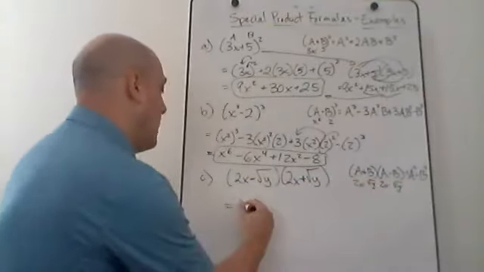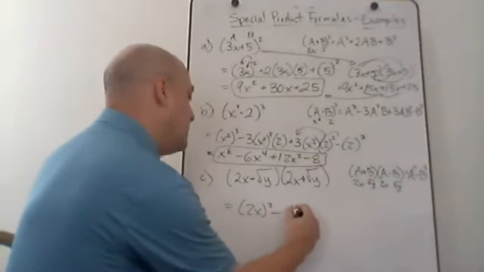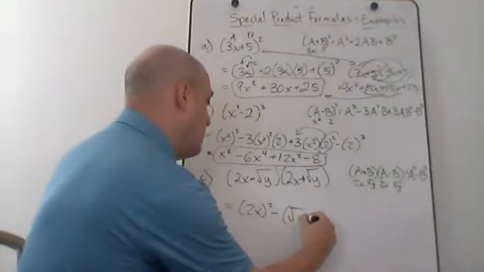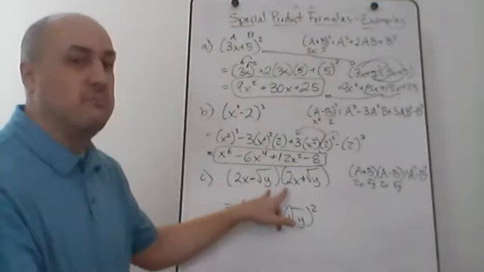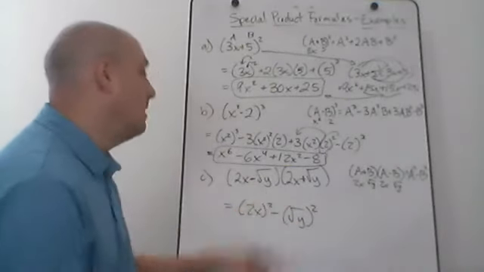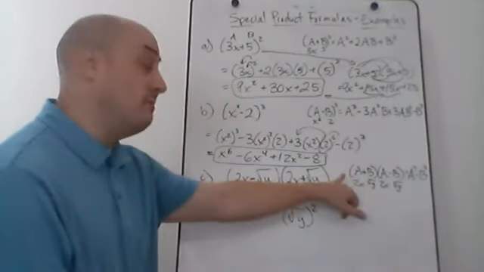So my a is 2x. That's going to be 2x squared, and then minus b squared. My b is that square root of y. So it's the square root of y squared, right? So again, first thing I have to do is recognize that one of those special formulas applies to this problem because I have the same 2 terms, but one with a plus, one with a minus. So I figure out, well, this is the formula I need.